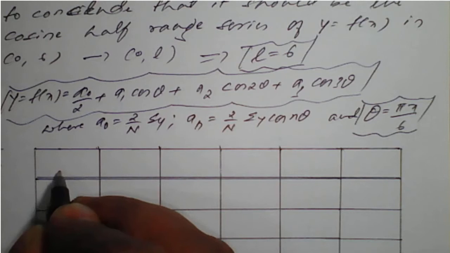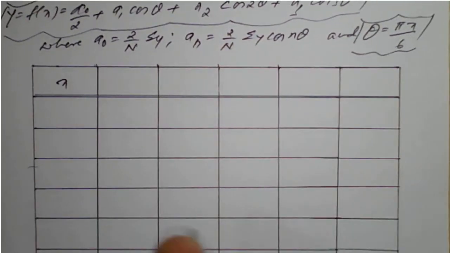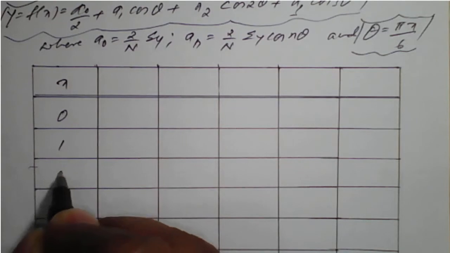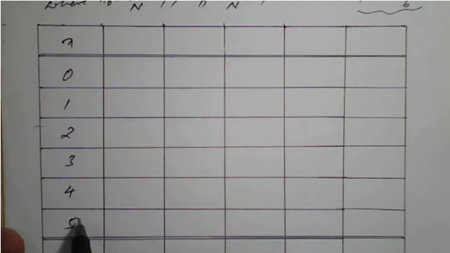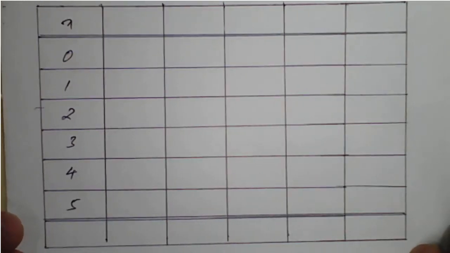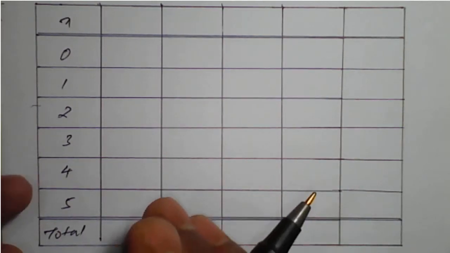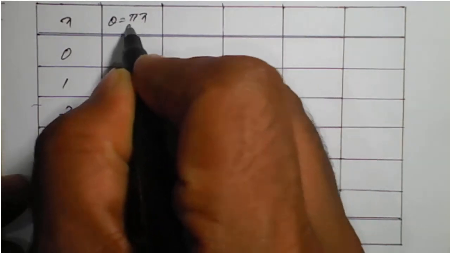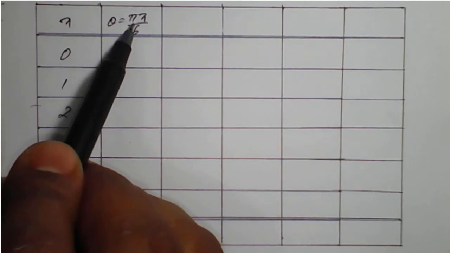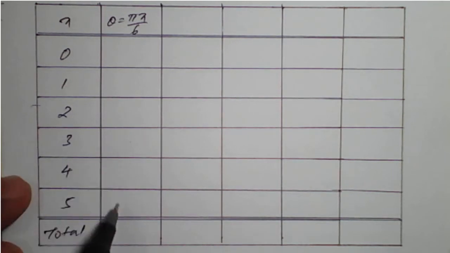The first column is the x column, with x values 0, 1, 2, 3, 4 and 5, and the last row will be the total. Next, the second column will be theta. Theta is nothing but pi x upon 6. Here you need to consider pi as 180, so 180 into x value divided by 6. So we need to complete this column.